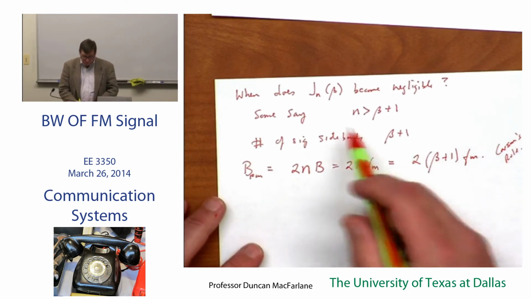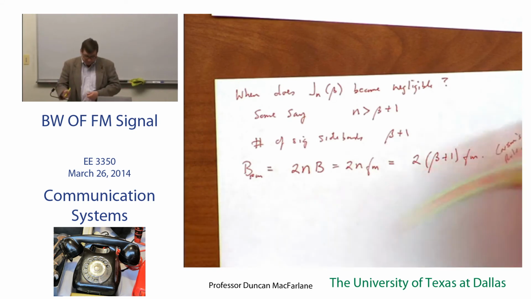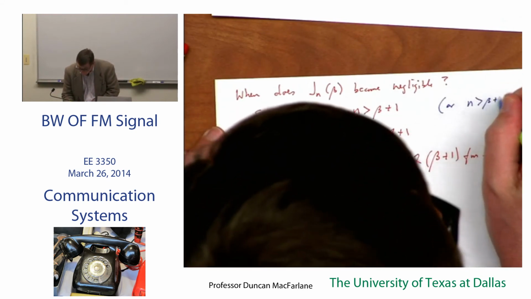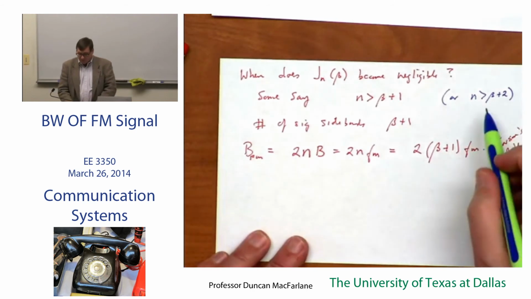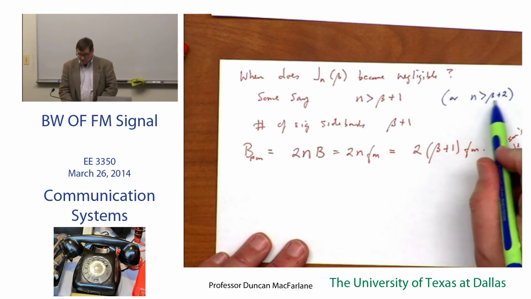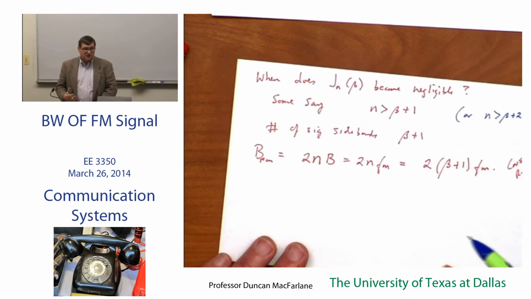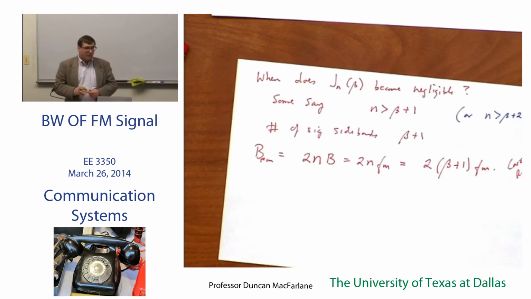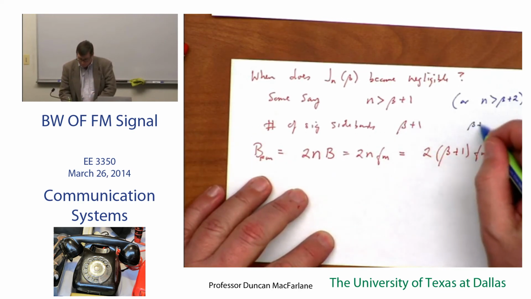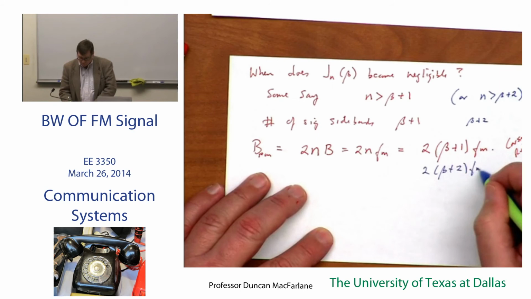And you can see why there's some fuzziness here. I've got an infinite summation, and someone who wants to keep a little bit more information might say, okay, n must be greater than beta plus 2. Just has to be a little more cautious, spending a little bit more bandwidth to keep a little bit more signal. Well, then the number of significant sidebands is now beta plus 2. And then this goes to twice beta plus 2 times Fm.